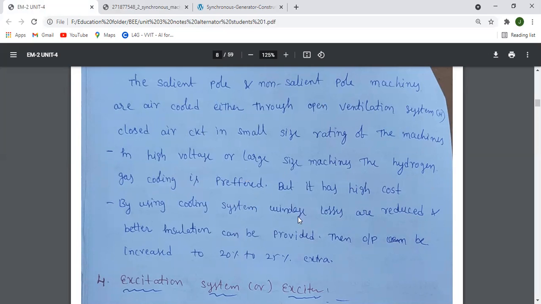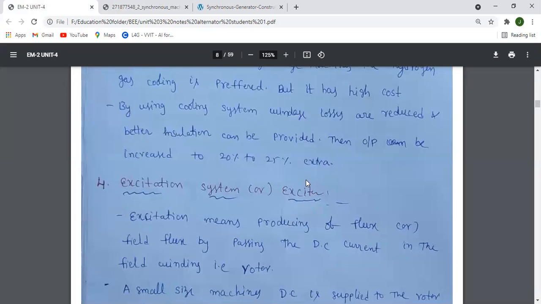By using a cooling system, windage losses are reduced and better insulation can be provided. Then the output can be increased by 20% to 25% extra. So the rate of loss decreases and the output is increased.